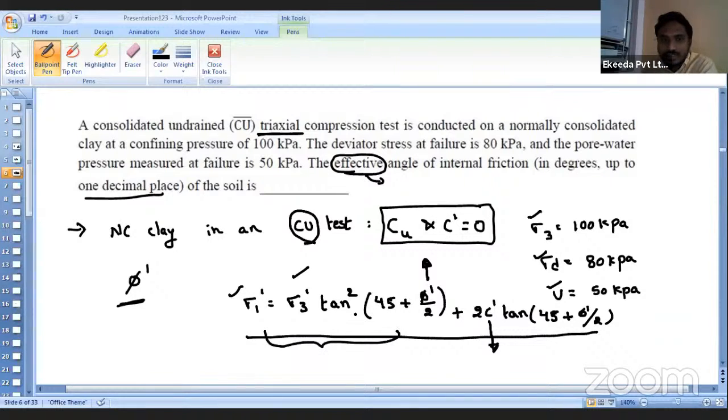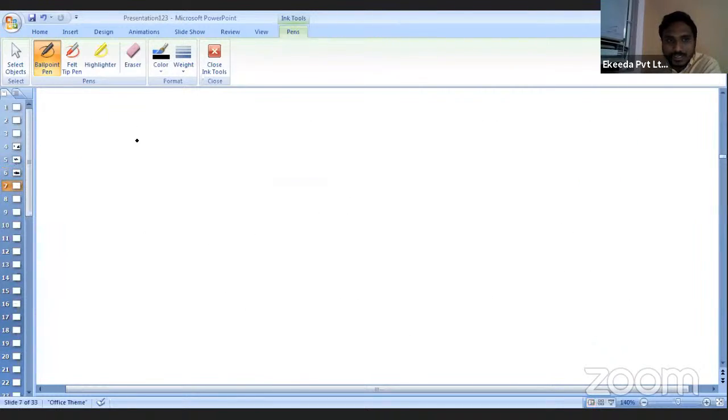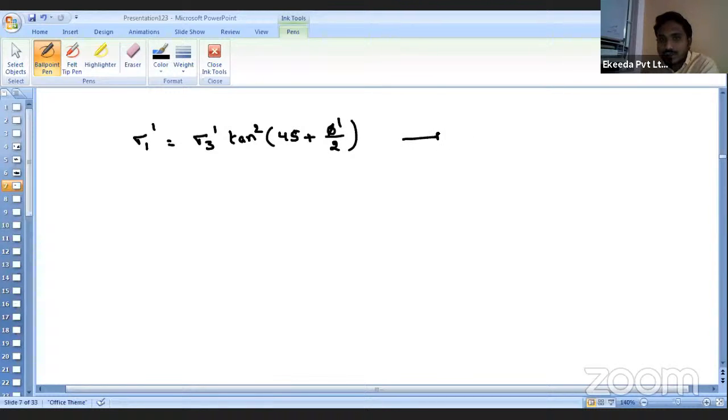Now the equation simplifies: it is nothing but sigma 1 dash equal to sigma 3 dash into tan square of (45 plus phi dash by 2). So from this equation, we have to find out what the phi dash value is. And remember, we have to substitute the values in degrees.